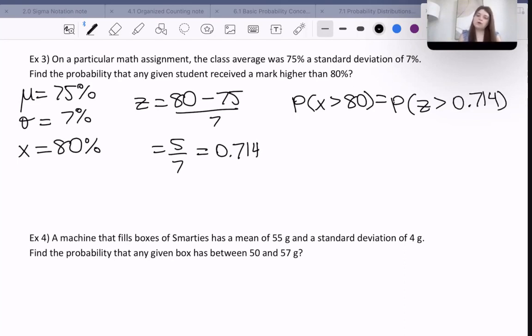0.714. And as we know, the table we're using only says what's less, right? So this is going to be the same as 1 minus the probability that the z-score is less than 0.714, which is going to be 1 minus, well, I'm not sure. Let's go find it out.